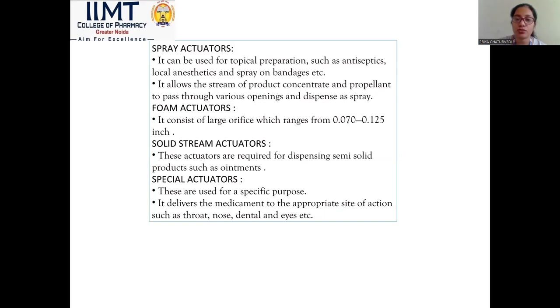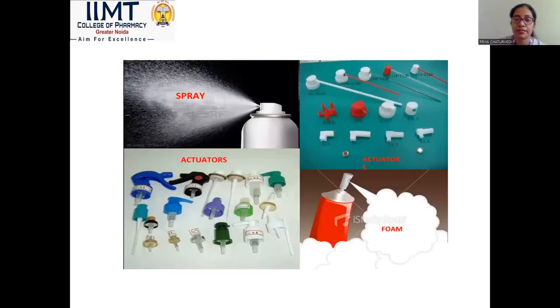Now coming to foam actuator, it consists of a large orifice which ranges from 0.070 to 0.125 inches. Solid stream actuators are required for dispensing semi-solid products such as ointment. Special actuators are used for specific purposes. They deliver the medicament to the appropriate site of action such as throat, nose, dental, and eyes.